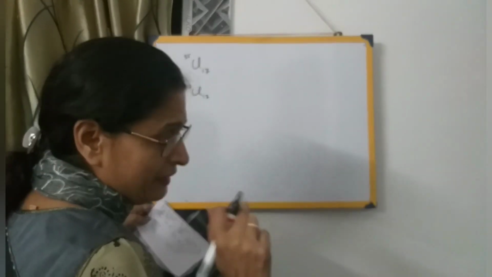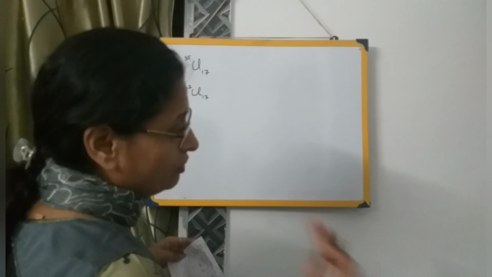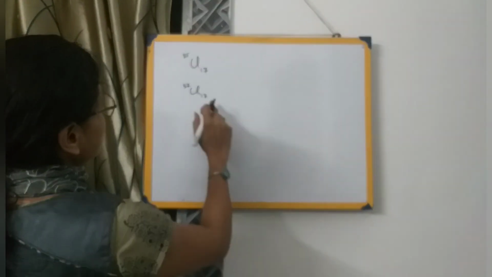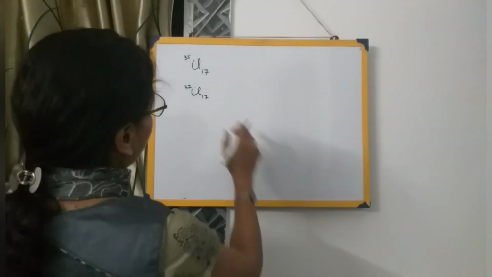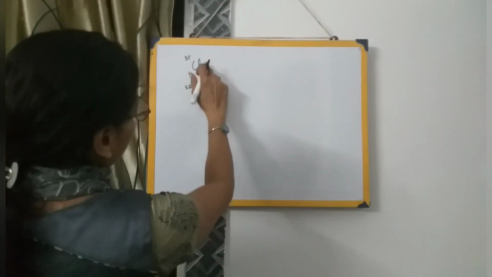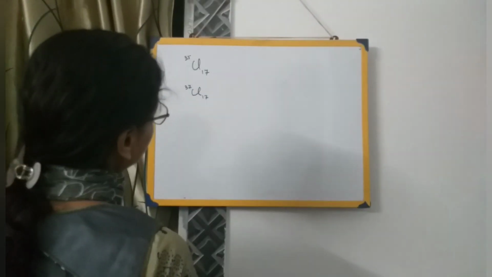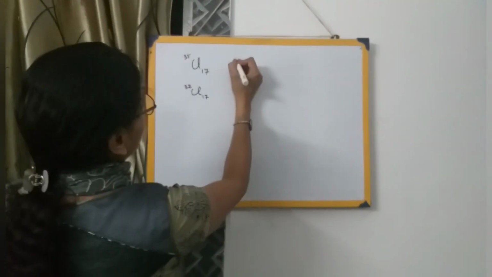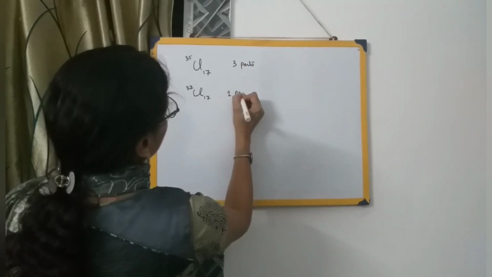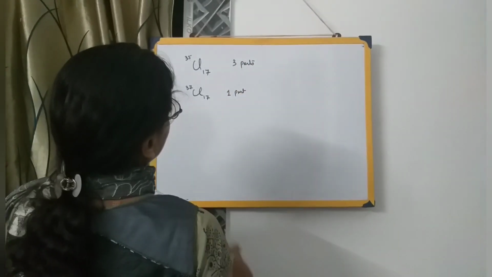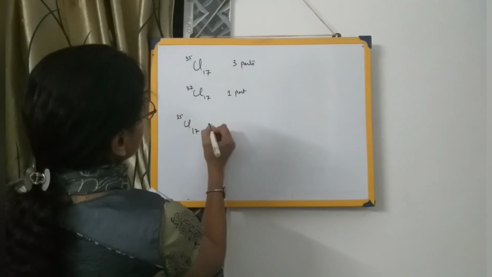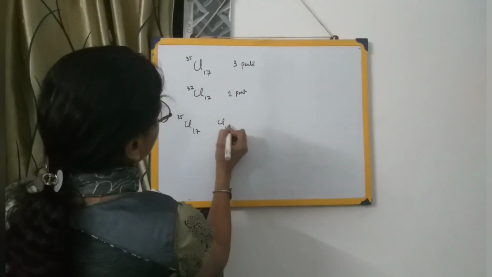So for chlorine found in nature, there are two isotopes, chlorine 17-35 and chlorine 17-37. So how do we calculate the relative atomic mass for chlorine? We know that their abundance in nature is, that this appears in 3 parts and this in 1 part, or we can say the ratio of Cl 17-35 to Cl 17-37.